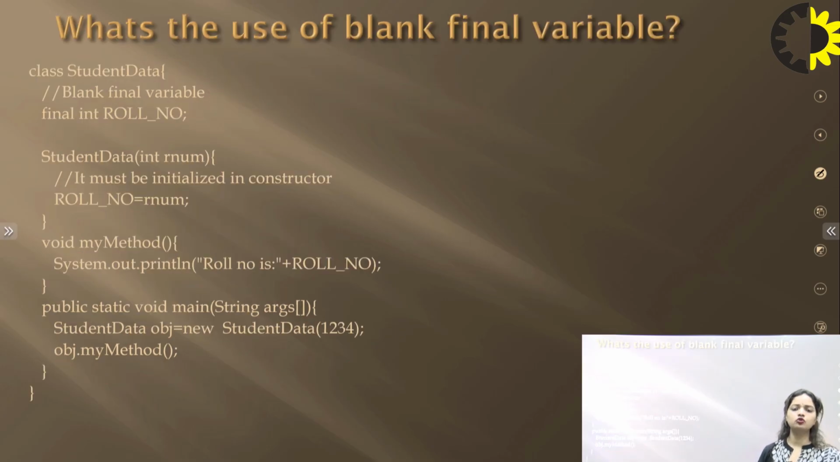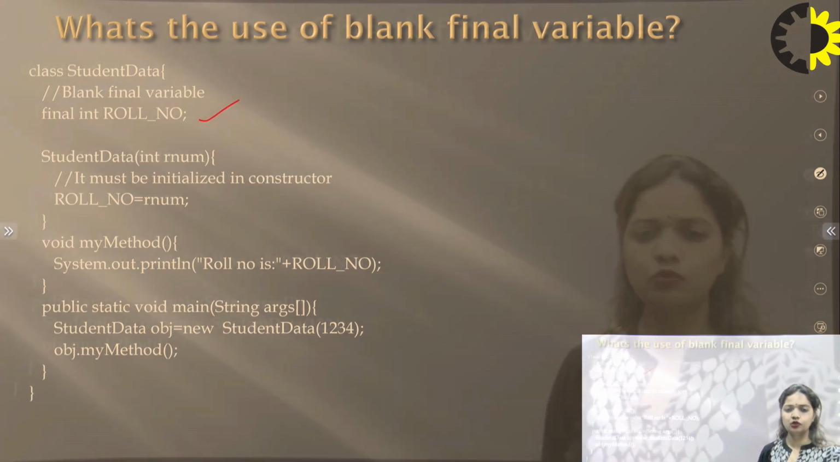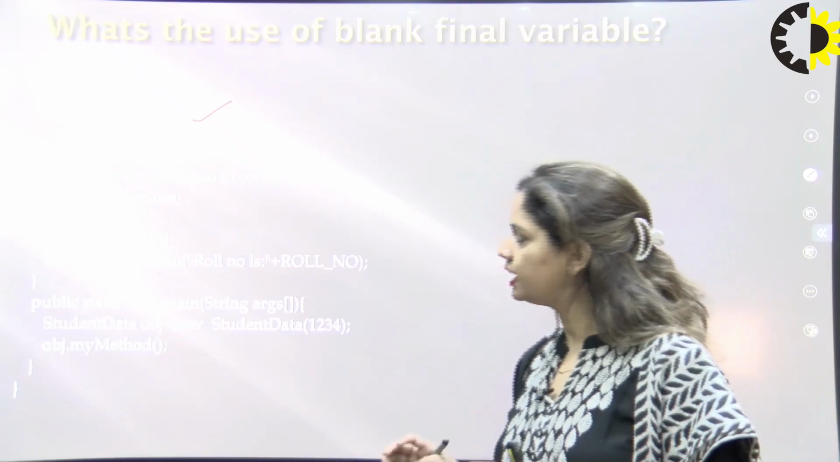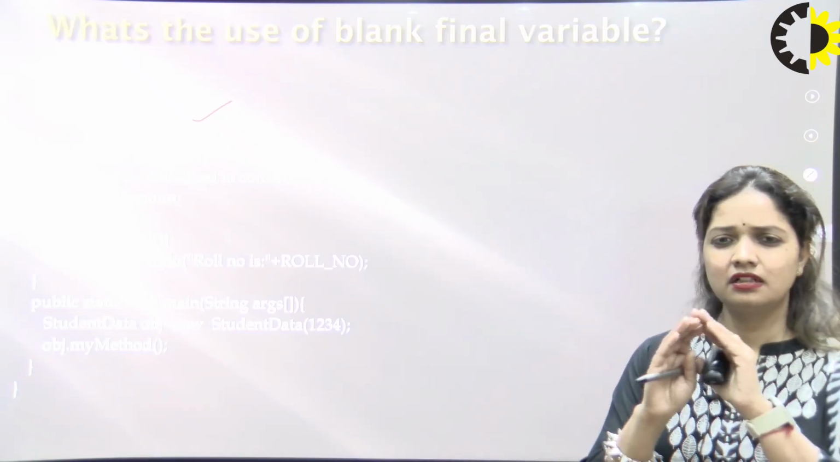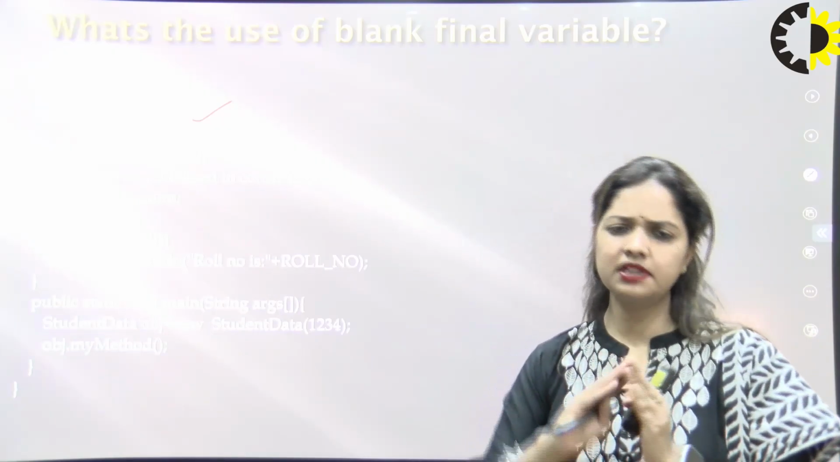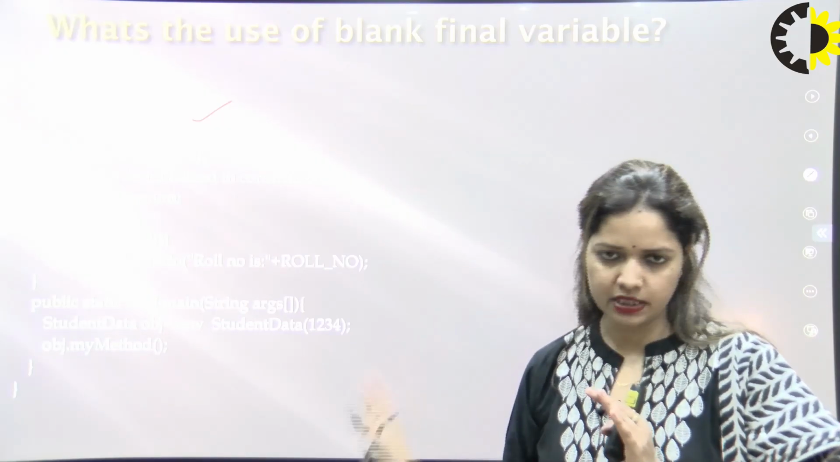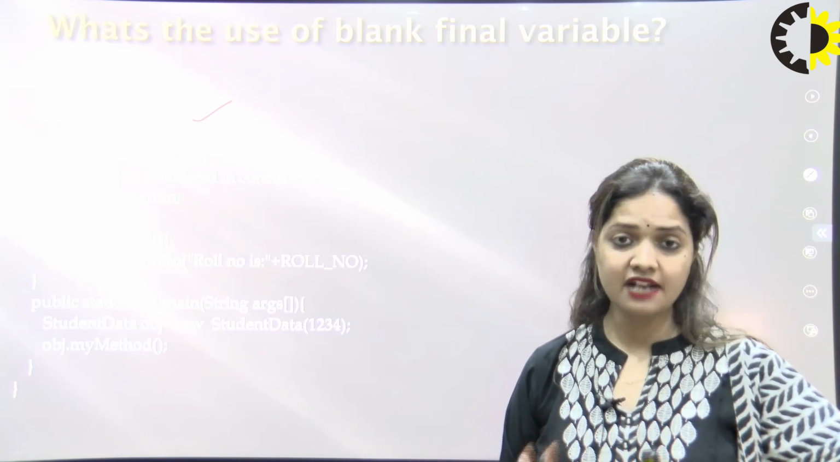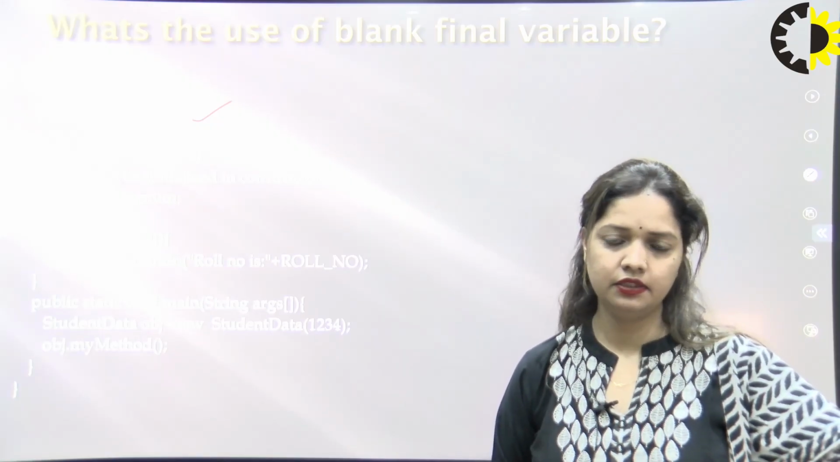Now next is, what is the use of this blank final variable? Why are we doing such kind of coding? In usage, say I have written roll number to be final, but here I am not sure what kind of value I want to assign to this roll number variable. For that case, we can just make it final, and we will decide later on what we want to do with this particular variable. But we are damn sure that we are going to fix its value later on in the code. That's why we are using a blank final variable.